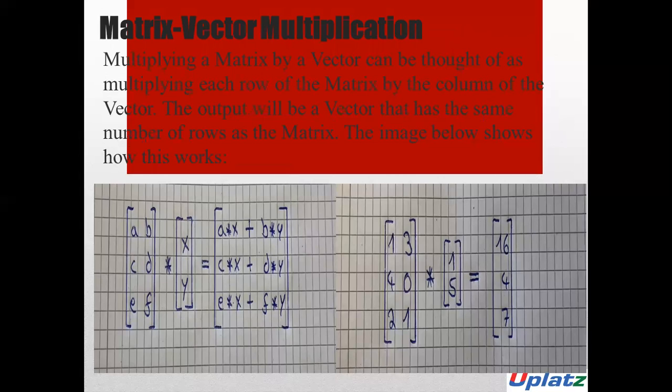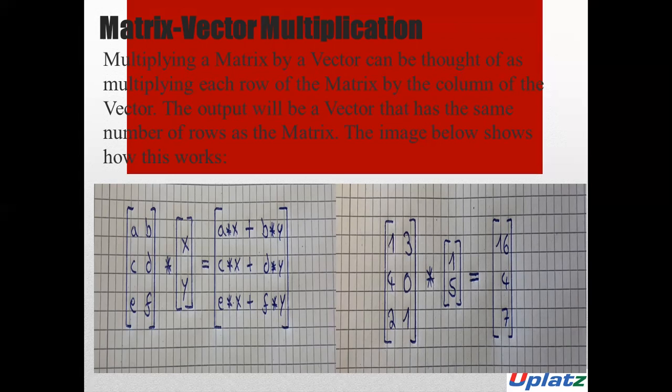Next we will see matrix vector multiplication. A vector has only one dimension. It can be a column vector or it can be a row vector. Multiplying a matrix by a vector can be thought of as multiplying each row of the matrix by the column of the vector. The output will also be a vector that has the same number of rows as the matrix. These points should be remembered, and you can solve any problem and get the same results.